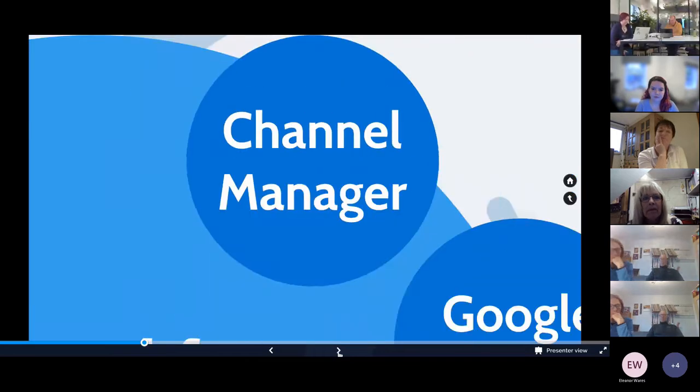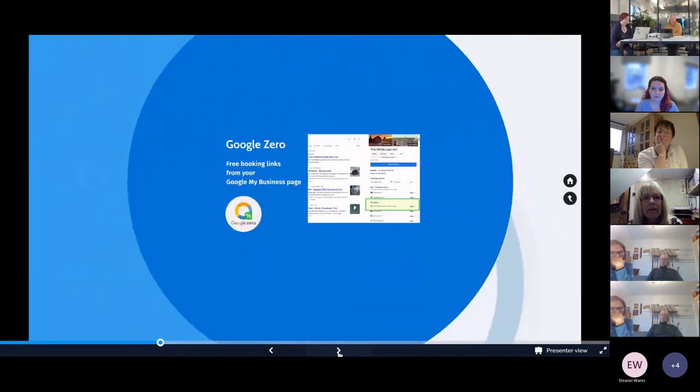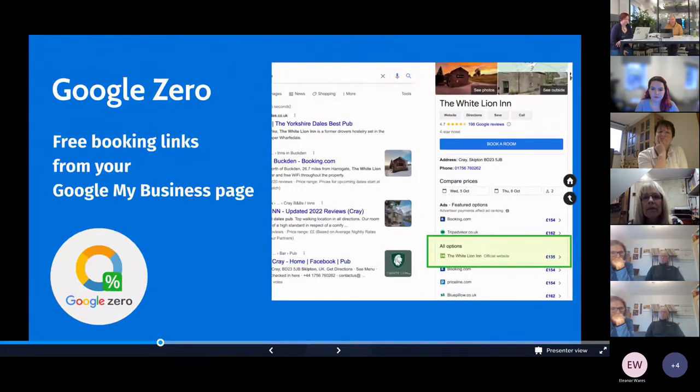The other thing, when you're using the channel managers, you could also connect your rates into something like Google Zero. And I'm not sure if you're familiar with that. It's Google's free booking links. If you look at your business listing on Google, on the right-hand side of the page, you'll see that often if you're with the channels, they'll have certain channels featuring your rate. But you can also put your own direct rate on there on your Google My Business page with our connection.